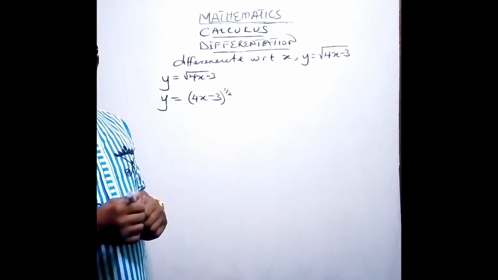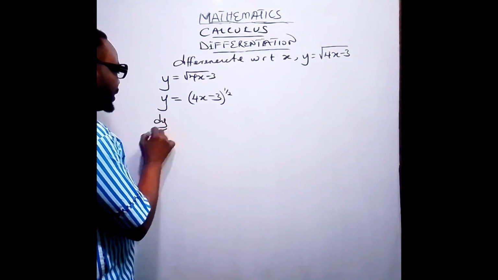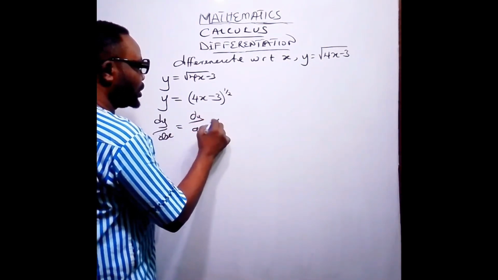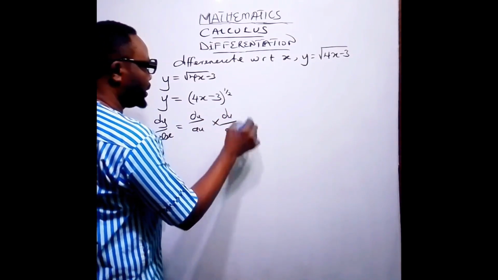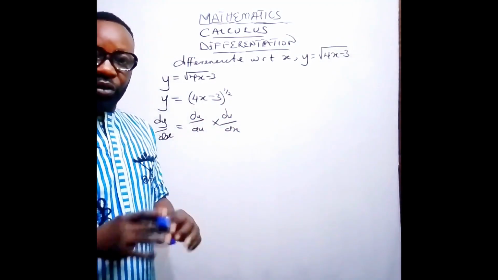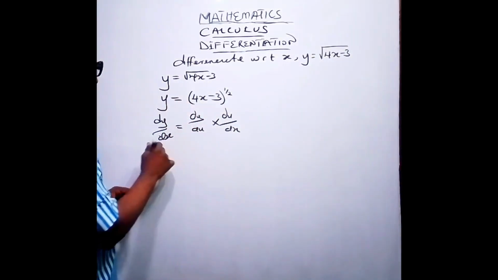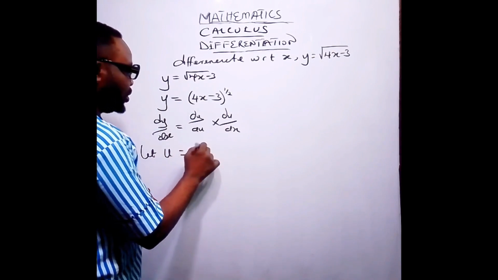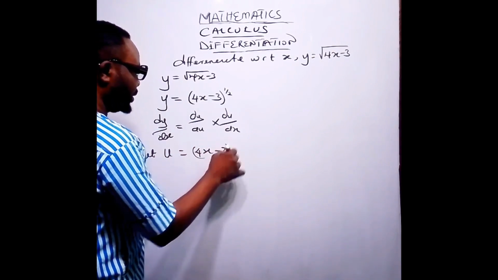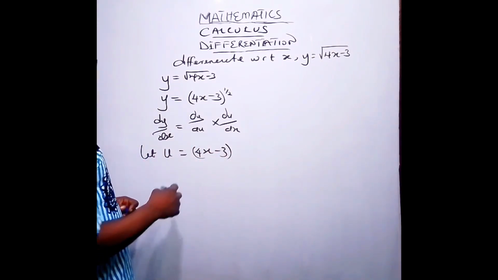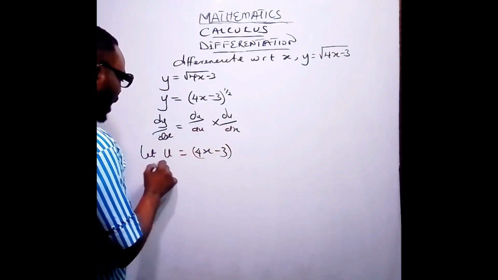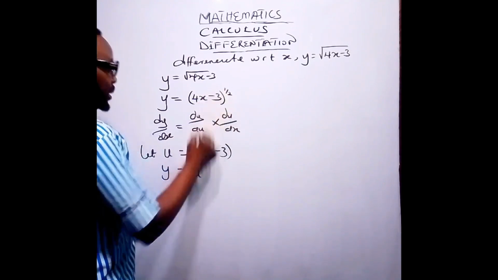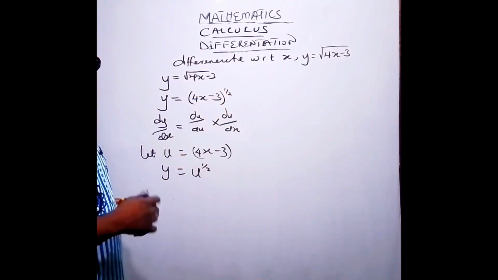The composite function rule says that dy/dx is equal to dy/du multiplied by du/dx. That is the composite function rule. That is what it states. Now, here I can say let u equal 4x minus 3. If u is equal to 4x minus 3, then my y will eventually be what? This is u, right? u raised to the power of what? 1 over 2. I think that's clear.